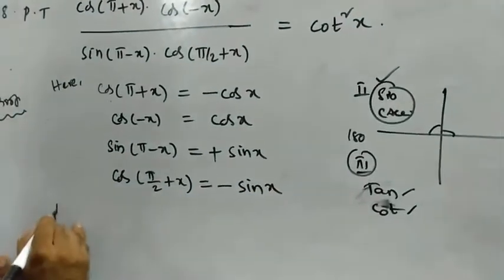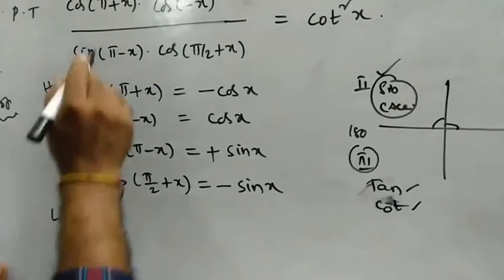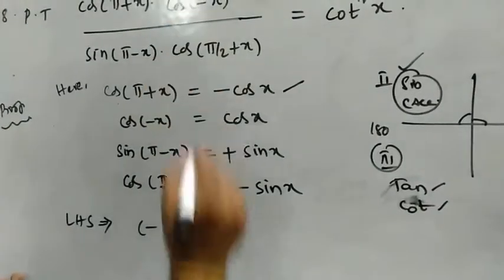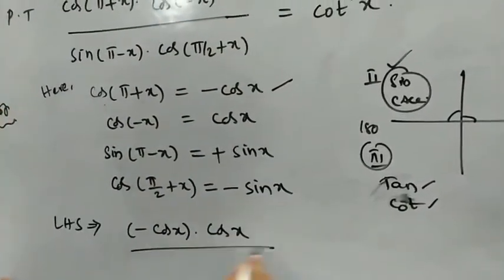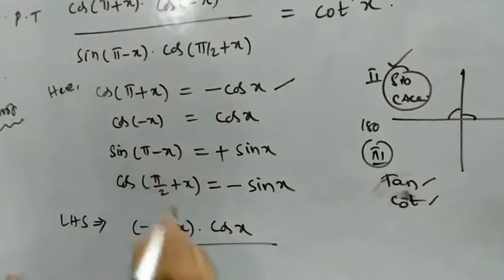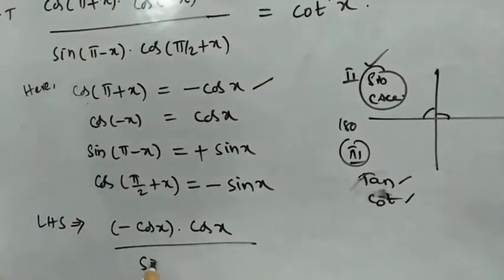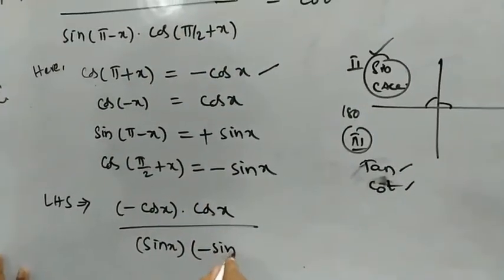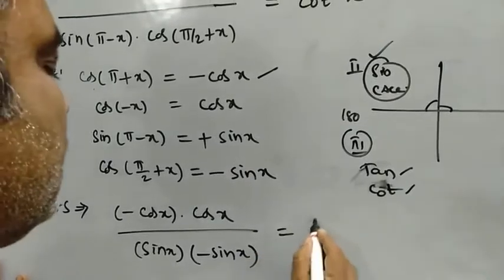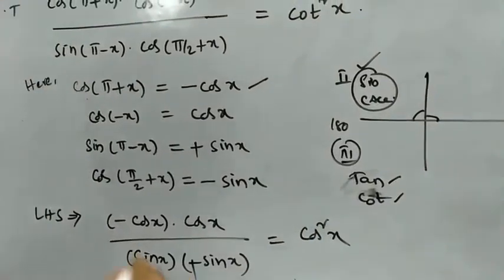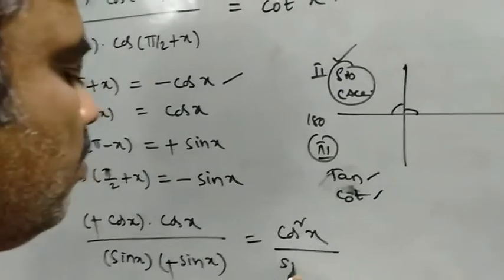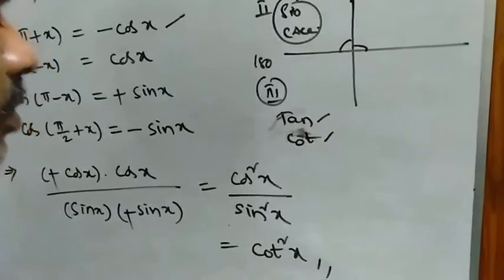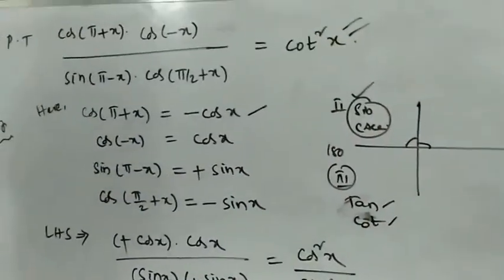So now the LHS part, LHS implies cos pi plus x is replaced by minus cos x, cos minus theta, that is cos x, by sin 180 minus theta, sin 180 minus x, that is sin x, into cos pi by 2 plus x, that is minus sin x. So in the numerator it is cos square x, minus minus gets cancelled, by sin square x. So cos by sin means it is cot square x. That is the required solution.